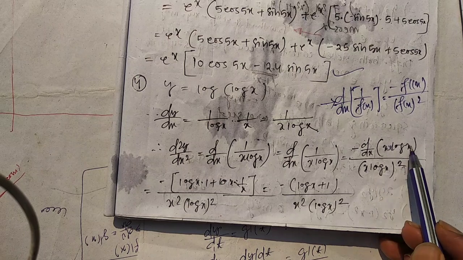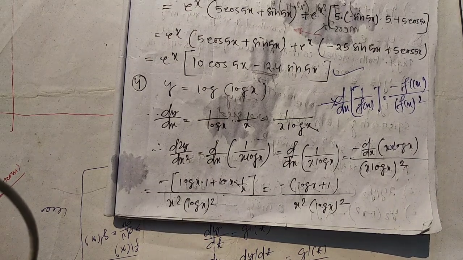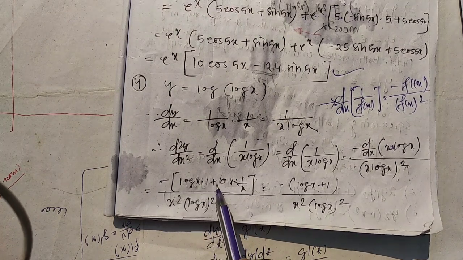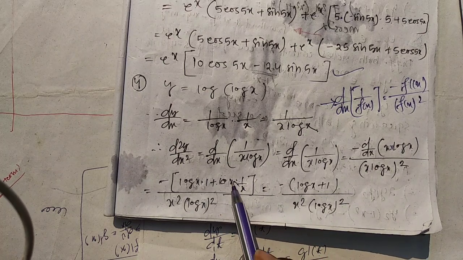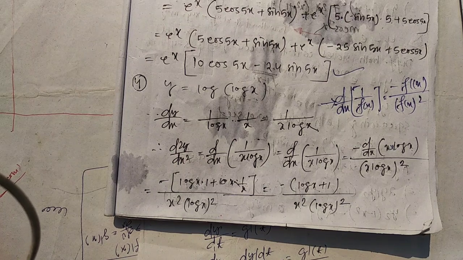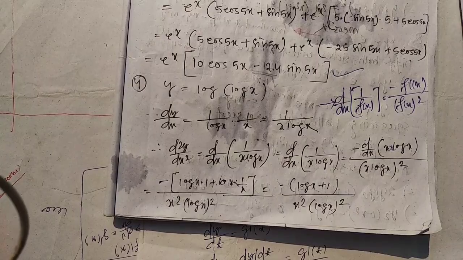Then the derivative of x log x, kept outside. Then what is the derivative of x log x? Log x into 1 plus x into the derivative of log x, that is 1 by x, cancel out. So we are obtaining minus of log x plus 1 upon x square into log x whole square. So this will be our answer.